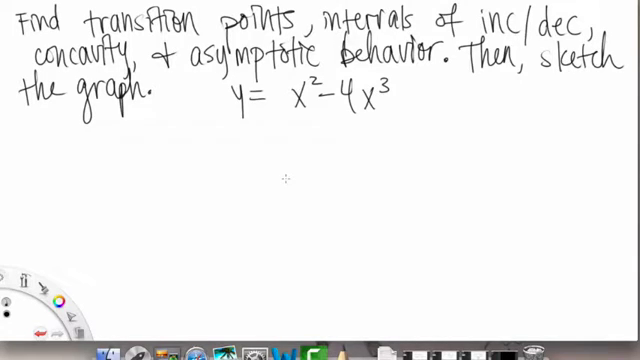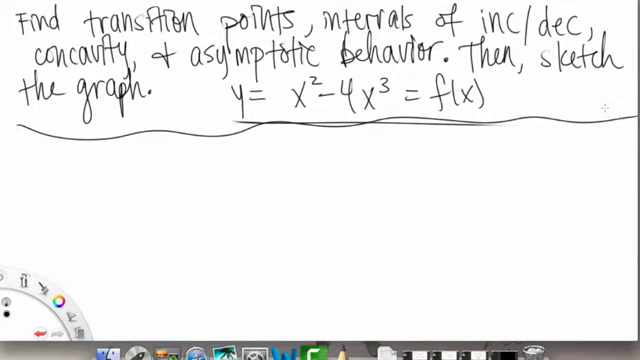Okay, so here we're going to find the transition points, the intervals of increase or decrease, the concavity, and the asymptotic behavior. Then we're going to sketch the graph of this function, which is our f of x. Don't worry, because we're going to do all of that anyways to sketch the graph. So let's look at this. This is our f of x, and what we'll need are the transition points, which is where our f prime of x and our f double prime of x switch signs. Those are really important. The intervals of increase or decrease of our function, concavity, that's given by a second derivative, and the asymptotic behavior. Okay, so first of all, let's start by finding the first derivative.